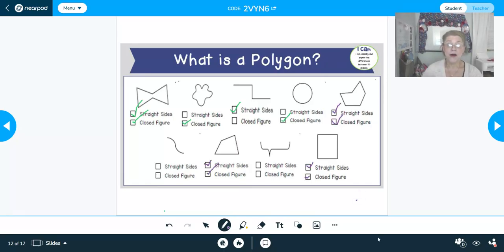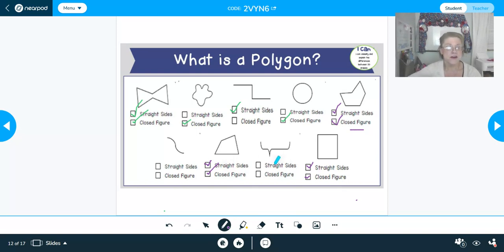All right, so let's compare our answers. We did the first 1, 2, 3, 4 together, and you were supposed to work on the last 5 on your own. So this one, straight lines, closed figure. I got check mark, check mark. What about you? Bottom row, first one, straight lines, no. Closed figure, no. So nope, nope. All right, next one, straight lines, yes. Closed figure, yes. So check, check.